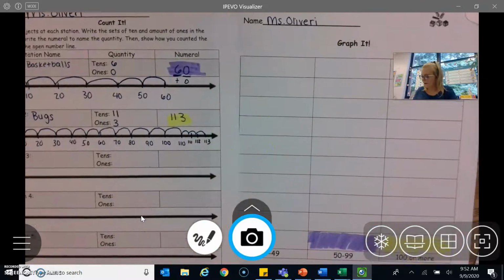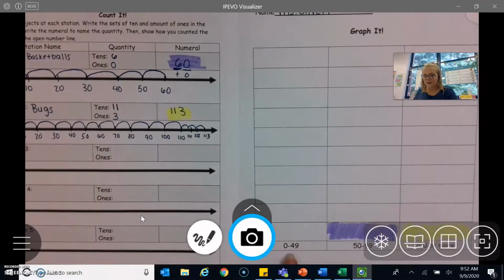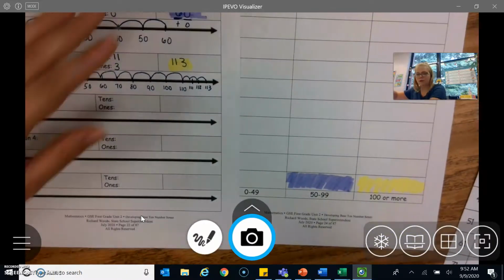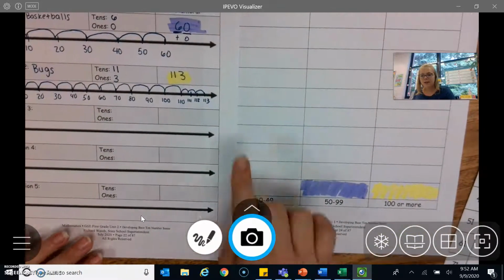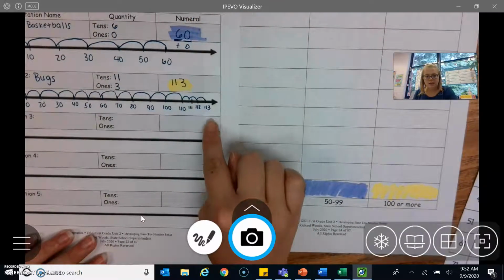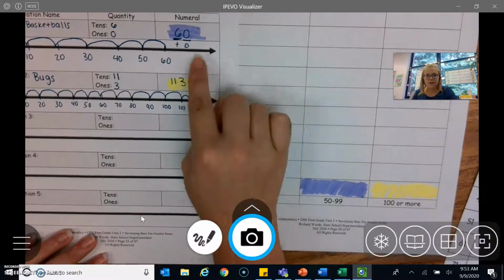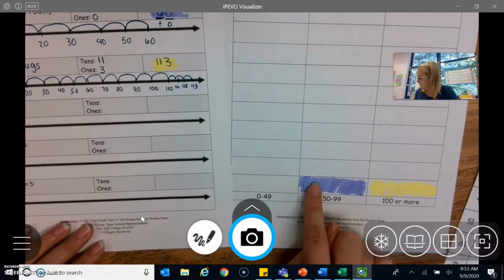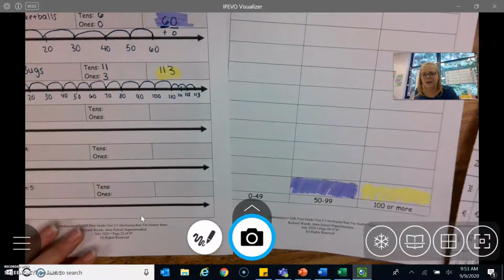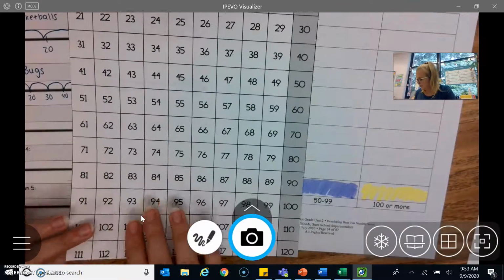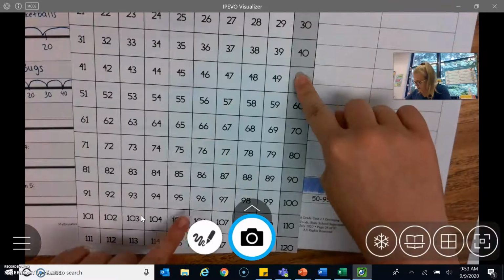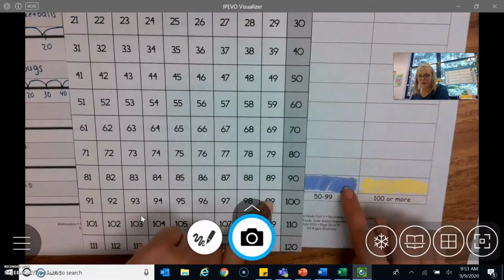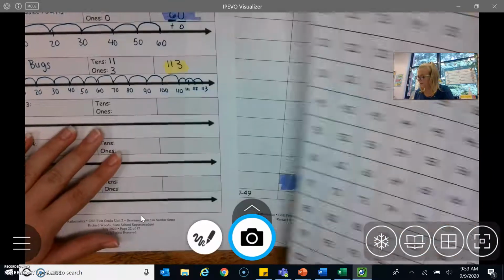Okay. So the categories I have are 0 to 49, 50 to 99, 100 or more, okay? So you're going to go through each of your numerals and see where it goes. The first one I have is 60. 60 I colored in 50 to 99. Why did I do that? Well, it's because when I looked at my hundreds chart, 50 and 99, I see that 60 is in between those two, so I know it goes in this category.